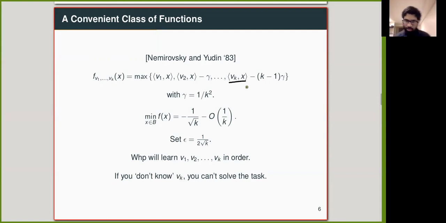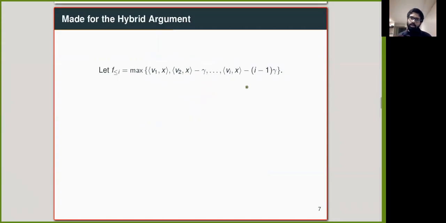Now, this was a bit informal, this don't know Vk part, but you can make it formal using the hybrid argument. It's like this function class was made for the hybrid argument. And that works through taking these corrupted functions. So this function just takes the maximum of the first i terms. And the point is that if I give you access to these corrupted oracles, then you can formally state that, yes, I don't know anything about v(i+1) because the oracle itself didn't know anything about v(i+1), apart from the fact that it's orthogonal to the first i vectors.